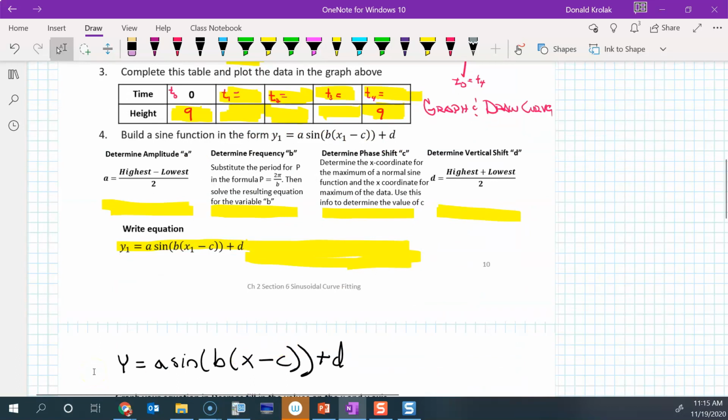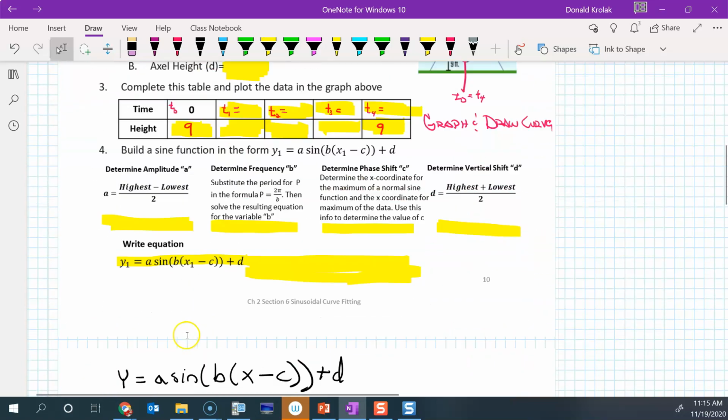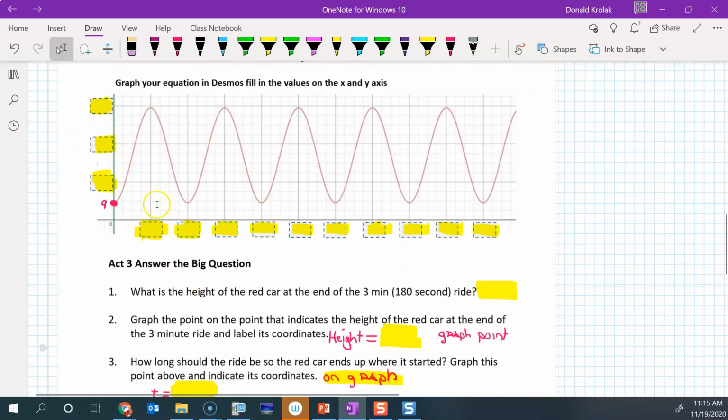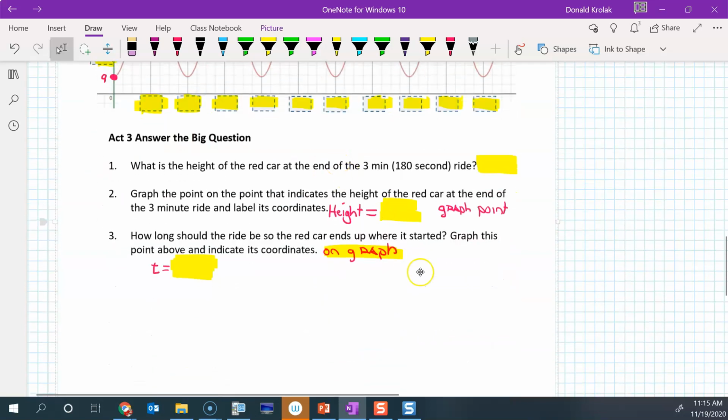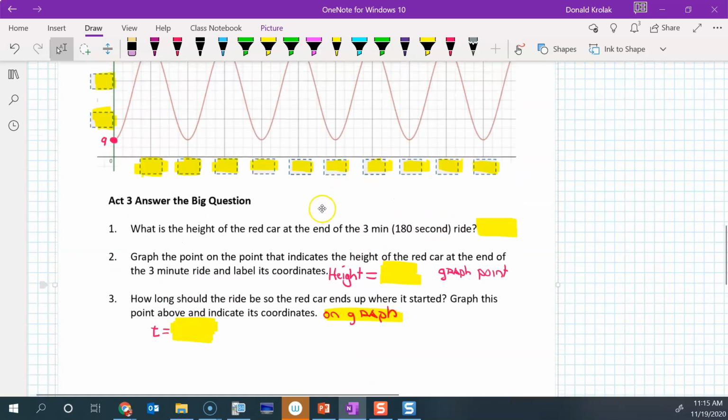Oh, you can't plot it. My graph isn't... Oh, rats. Guys, you won't have enough room to plot it. That's my bad. Should have made the graph longer. You could still answer these. You just won't be able to plot the point because I don't think there's enough room.